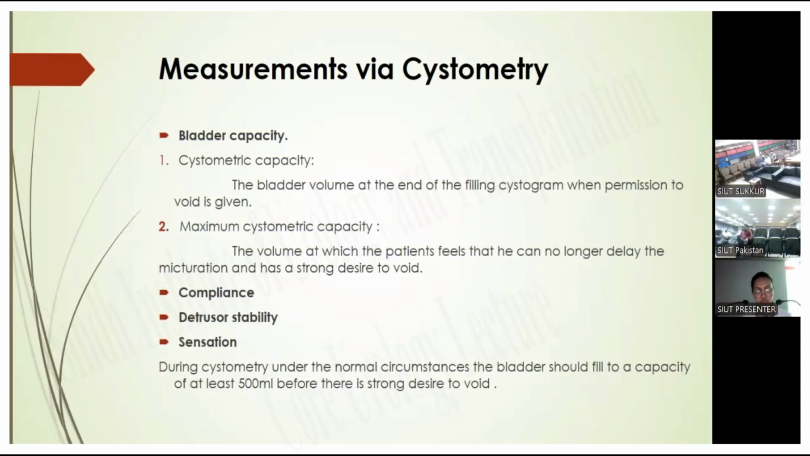Today we'll be continuing, and Dr. Aliha will present the further things which we need to discuss. Assalamu alaikum. I'm going to continue my presentation, which was not completed in the last session. We have covered the basics of cystometry. Now we are going to look at the measurements we get via cystometry.